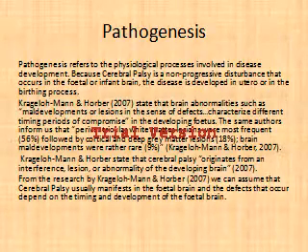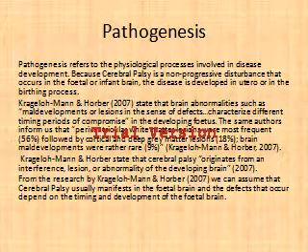Pathogenesis refers to the physiological processes involved in disease development. Because cerebral palsy is a non-progressive disturbance that occurs in the fetal or infant brain, the disease is developed in utero or in the birthing process. Krägeloh-Mann and Horber state that brain abnormalities such as maldevelopment or lesions characterize different timing periods of compromise in the developing fetus. The same authors inform us that periventricular white matter lesions were the most frequent at 56%, followed by cortical and deep grey matter lesions, 18%. Brain maldevelopments were rather rare at 9%.